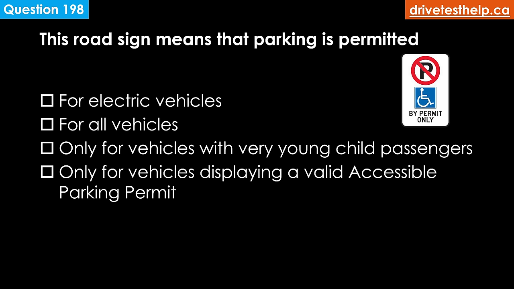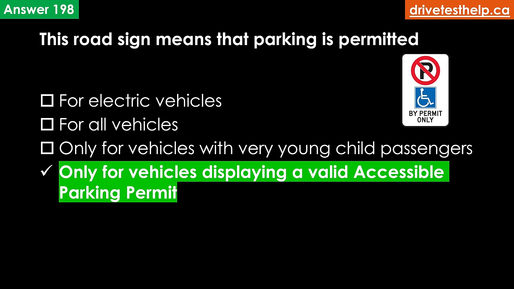0.05%. This road sign means that parking is permitted for electric vehicles, for all vehicles, only for vehicles with very young child passengers, only for vehicles displaying a valid accessible parking permit. The correct answer: only for vehicles displaying a valid accessible parking permit. This sign features the international symbol of access for persons with disabilities. This sign is posted where parking is permitted only for vehicles displaying a valid accessible parking permit.